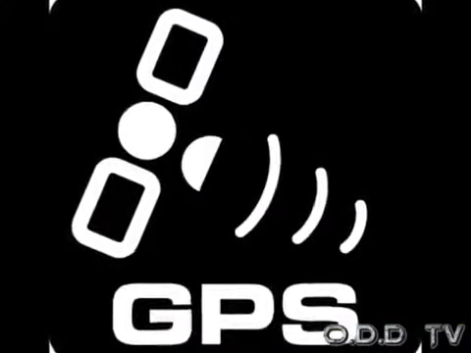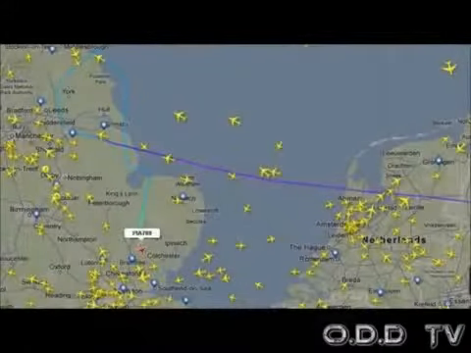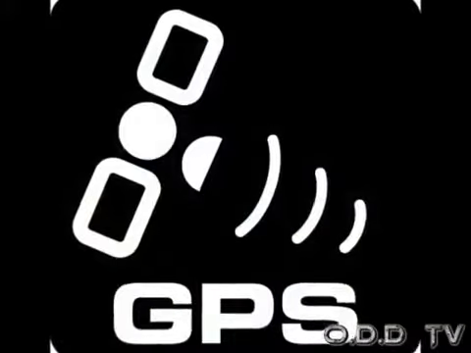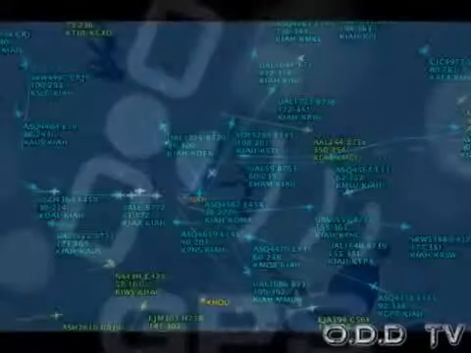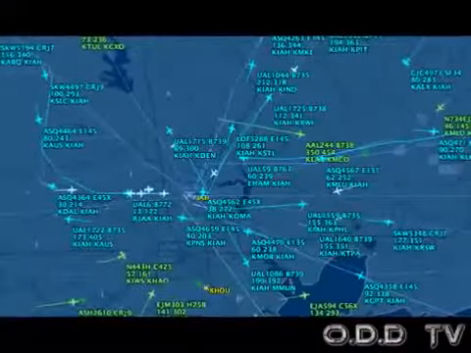planefinder.net. You can use others like FlightAware, Flight Radar 24, Flight Tracker. It makes no difference because they are all tied into the same exact GPS system. All these sites do basically the same thing. Track every commercial plane in the world from start to end in real time.